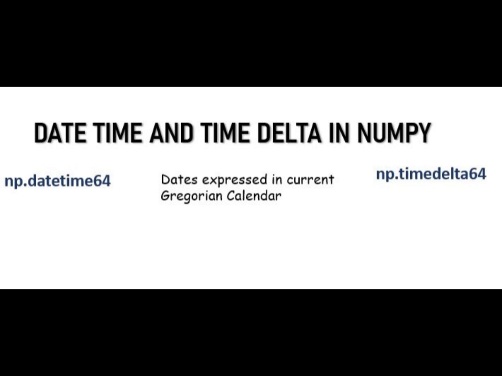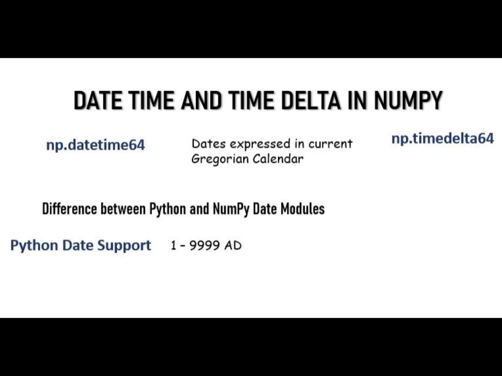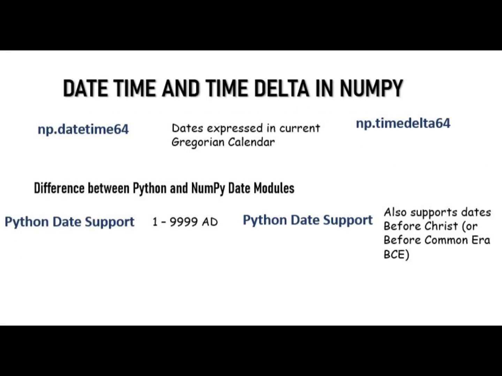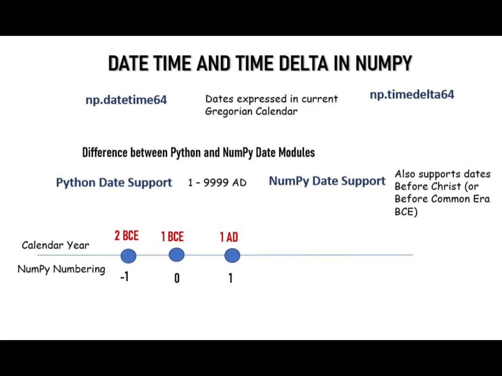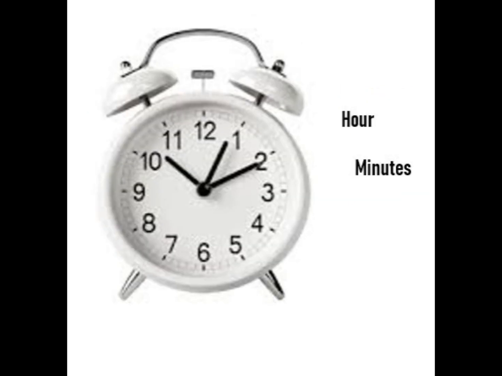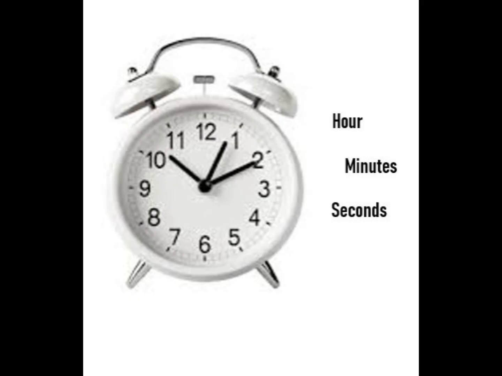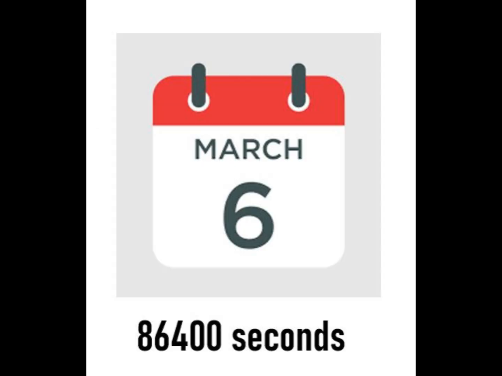and in the past. But there is also a difference here. Python date supports only years in the range 1 to 9999, but datetime64 also allows for dates before the Christ era. Years before the Christ era follow the astronomical year numbering convention. That is, year 2 BC is numbered as -1, year 1 BC is numbered as 0, and year 1 AD is numbered as 1. Time instants are represented counting hours, minutes, seconds, and fractions from midnight. Each calendar day has exactly 86,400 seconds.